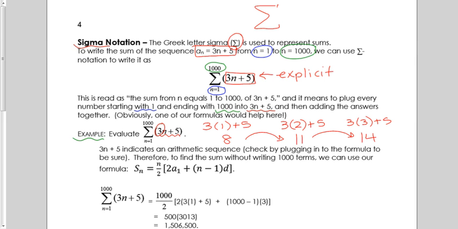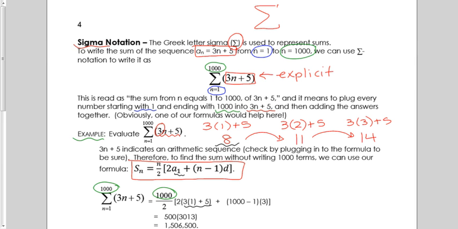Rather than write out all the terms, I'm going to use this second sum formula because I don't know the last term, and I'm just going to plug into that formula. On the top, I had n going up to 1,000, so that's the total number of terms in the sequence. Then I went to plug in, I had in my formula 2 times a sub 1 being my first term, which I found up there, was 8.